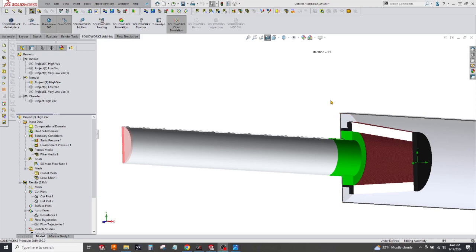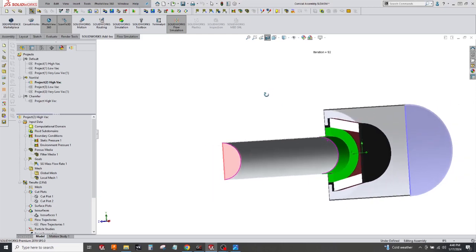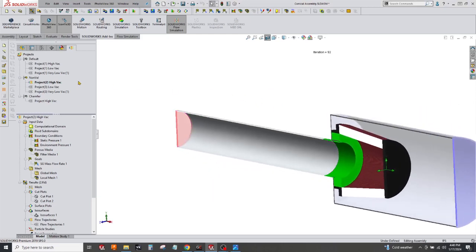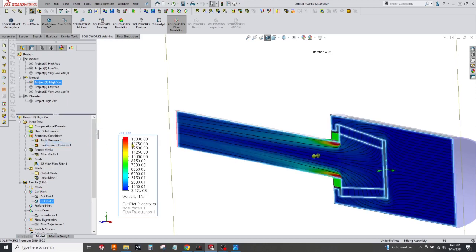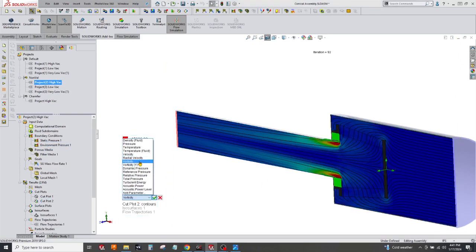And this is such a common phenomenon that we actually have a parameter that we can look at within SolidWorks that directly measures vortices. So let's go ahead and take a look at that. I'm going to do it right here in the CAD itself rather than showing you a picture. So what I need to do is open this up. We'll go ahead and show, we're going to do this cross section here. This is the parameter, vortice, makes sense.